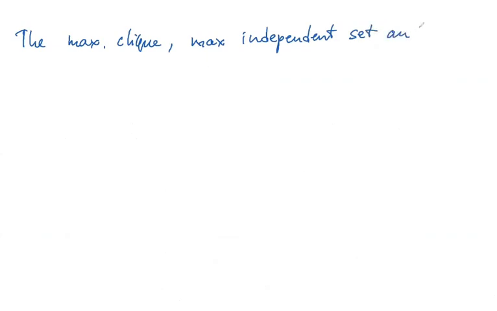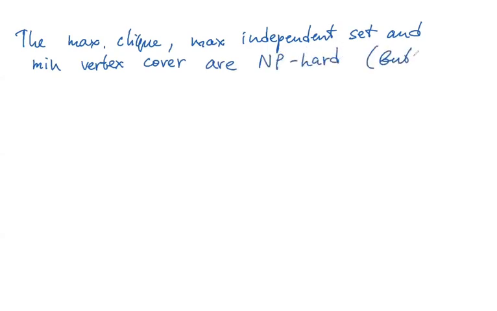So let me state this here formally. The maximum clique, maximum independent set problem, and minimum vertex cover are NP-hard, but not NP-complete, okay?